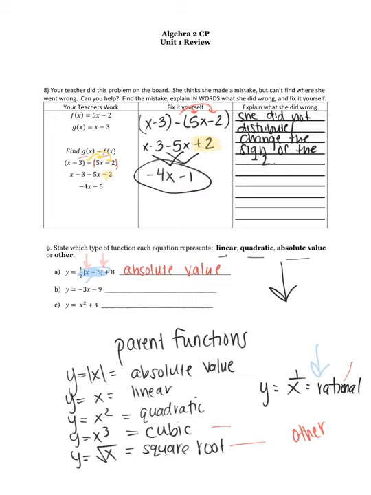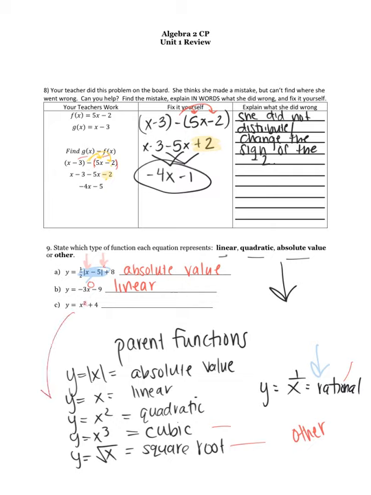The next one, we don't see an absolute value sign. We don't see any square root symbol. We don't see a fraction. We don't see an exponent. So automatically we know it has to be linear because it's just an x, okay? There is no exponent there of any sort, okay? So it's just linear. This last one, we do see an exponent, okay?